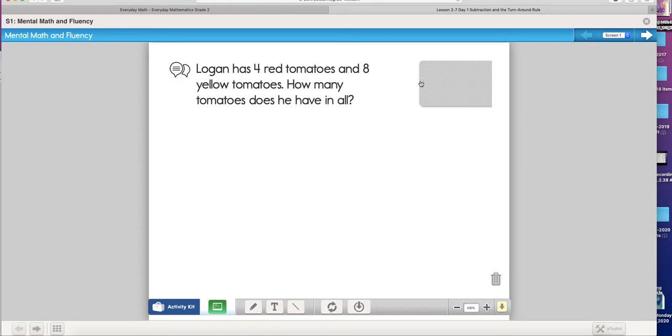How many tomatoes does he have in all? You might want to give that a try. Logan has 4 red tomatoes and 8 yellow tomatoes. How many tomatoes does he have in all? What do you think, Alina?